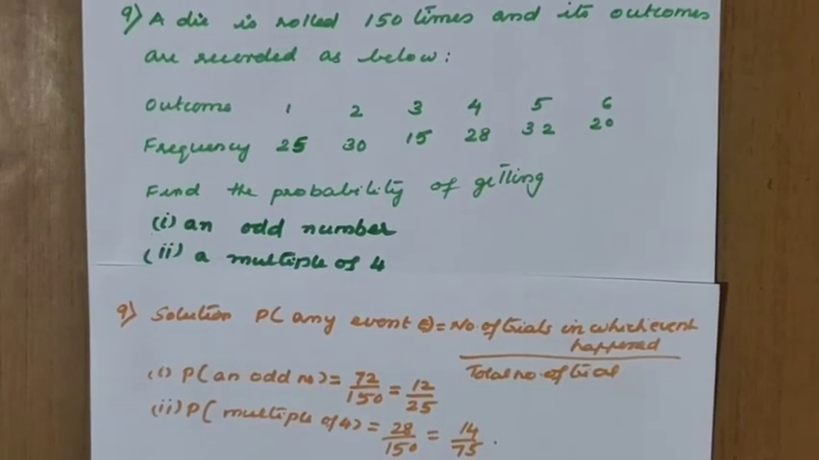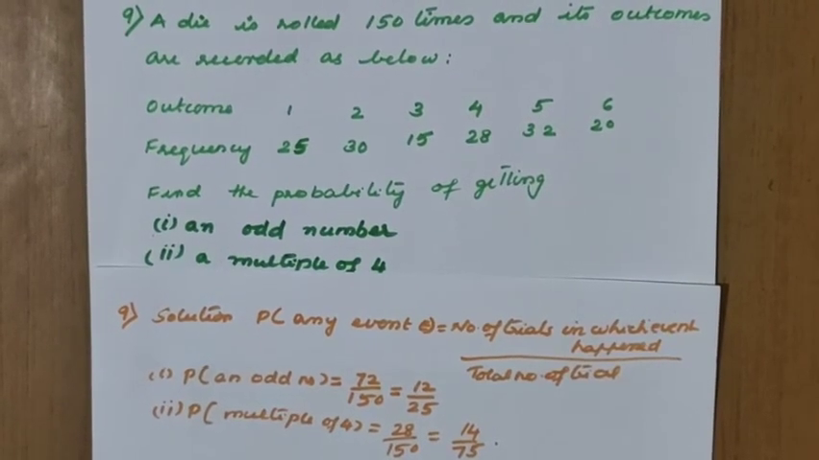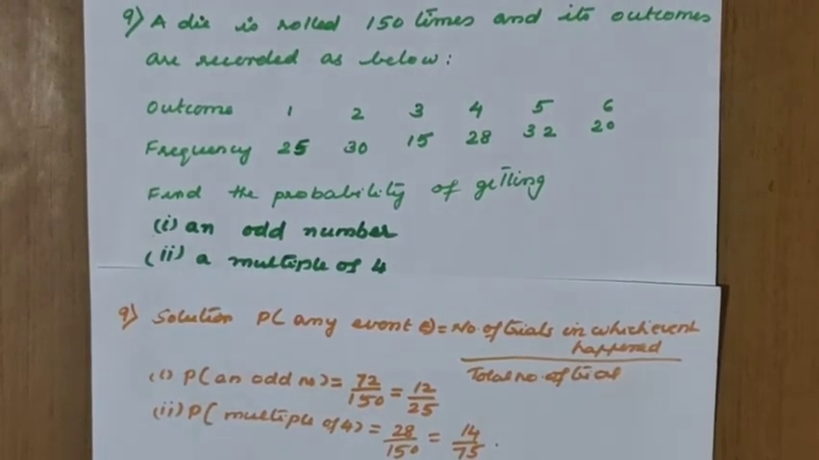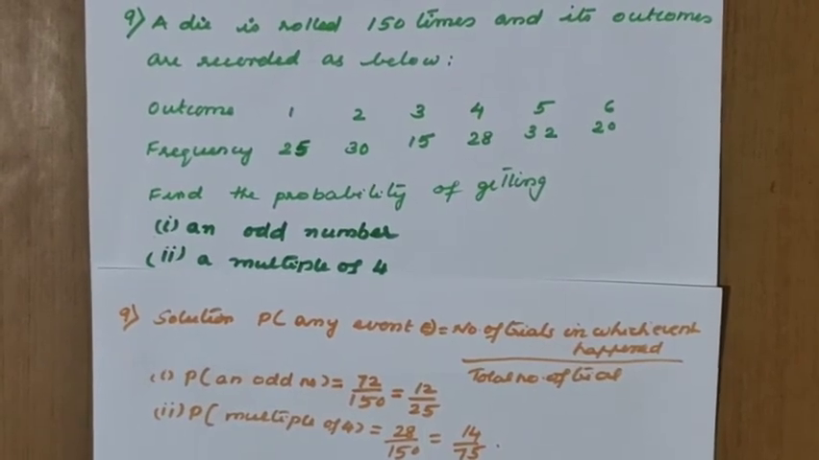A die is rolled 150 times and its outcomes are recorded as below. Outcomes 1, 2, 3, 4, 5, 6. Frequencies 25, 30, 15, 28, 30, 22. Find the probability of getting an odd number is the first question, and a multiple of 4 is the second question.